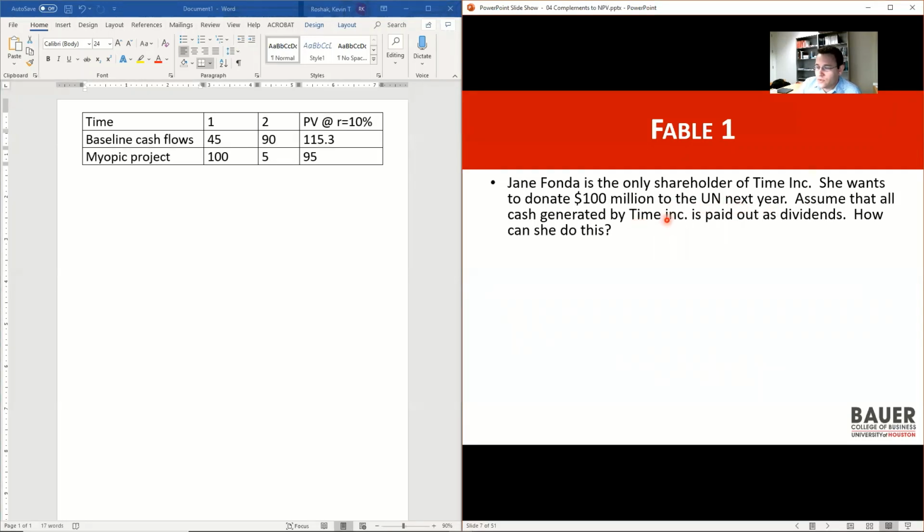Assume that all the cash flows generated by Time are paid out as dividends. So if we go back to the cash flows over here, if you follow the baseline strategy, you'll get 45 million in cash flows at time one, 90 million at time two, and you just pay those right out to your investors. In this case, that's just Jane Fonda. She wants to have 100 at time one so that she can make a big donation to the UN, to save the rainforests. How can she do this?